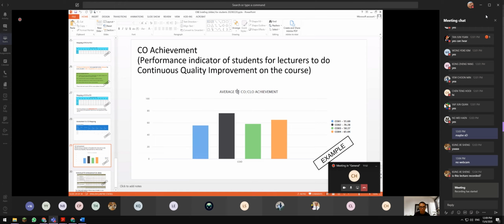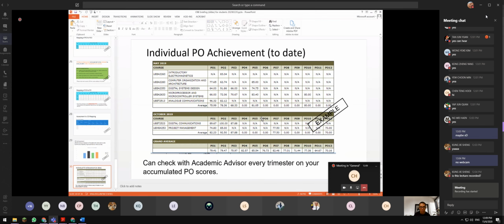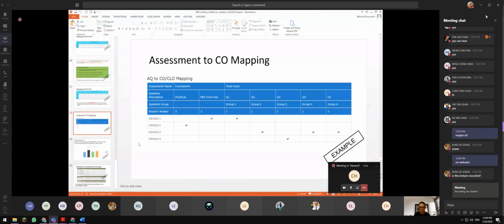Then finally, each of you will receive this beautiful chart showing the score of each CO. And this one you can get from your own advisor. Here is an example of individual PO achievement. You can see how many points you have scored, basically across 12 POs. So we can identify your weakness and strength based on all these result mappings.